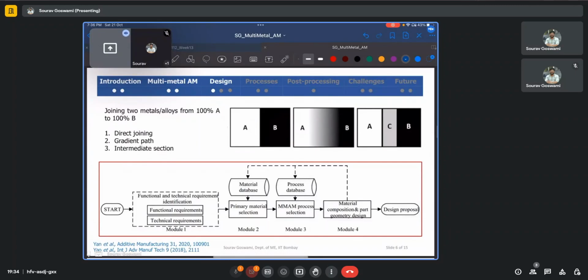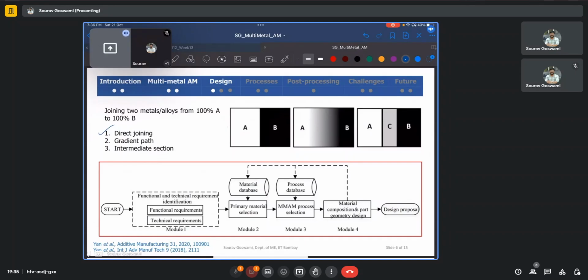So for the design of these multi-material structures, there can be certain approaches. Say for joining two metals or alloys, from 100% metal A or 100% alloy A to 100% B, we can adopt any of three approaches. One is a direct joining between the two, that is, we directly deposit, say, material B on top of material A, and this can be done if they are metallurgically compatible and they form a strong metallurgical bond.